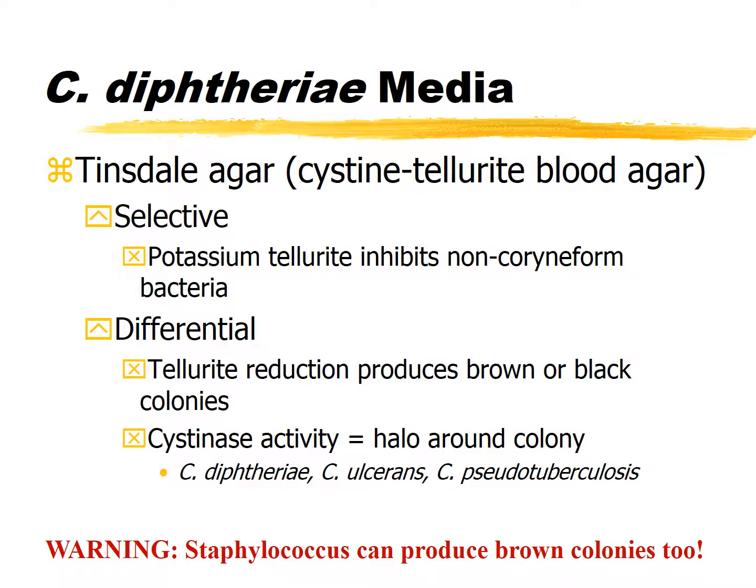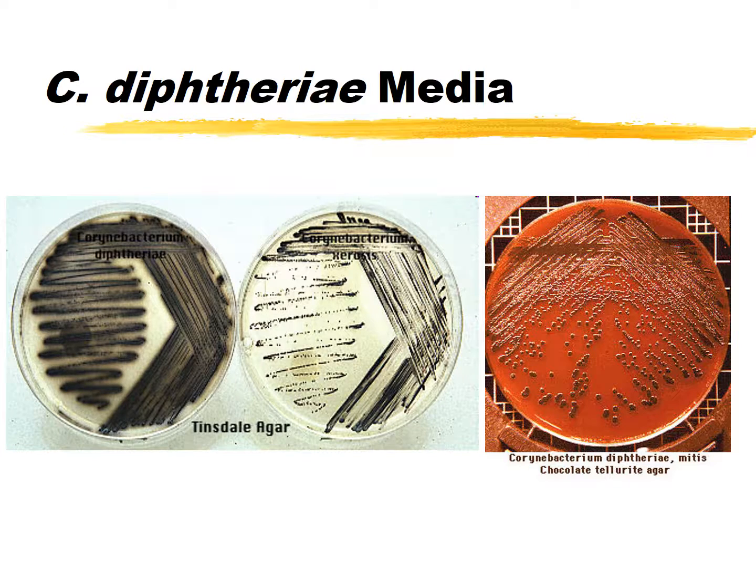One of the agars you want to associate with the isolation of Corynebacterium diphtheriae is Tinsdale agar. It's a selective agar. It has potassium tellurite, which inhibits non-coryneform bacteria. It's also a differential media in that the tellurite reduction produces a brown or a black colony, and cystinase causes a halo around the colonies. You have to be careful though, because Staph aureus can produce brown colonies also. So here's a picture of what Corynebacterium diphtheriae looks like on Tinsdale to the left, and then you also see coryneforms on the chocolate tellurite agar.